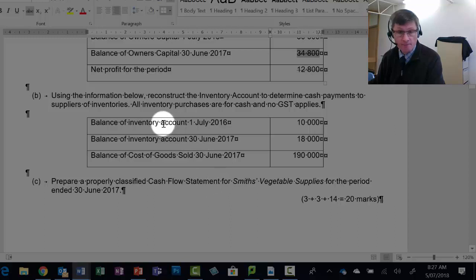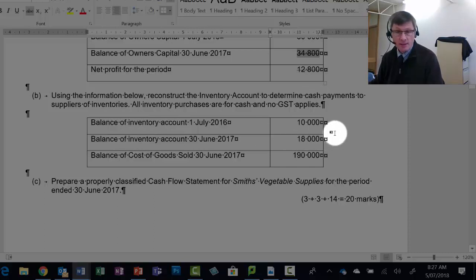So we've got the opening inventory, we've got closing, and we've got the cost of goods sold. So when we sell goods, we reduce our inventory, and what we must find out is the amount of inventories that we purchased, and see here that all inventories were made in cash and no GST applies, to simplify our example here. So we've got to determine the cash payments to suppliers of inventory. So how do we do that?